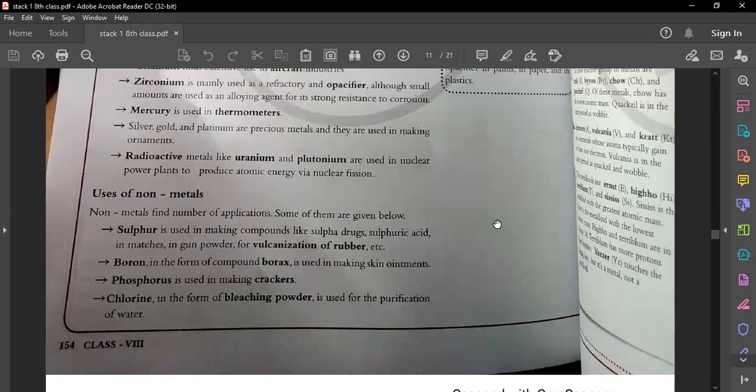Alloy means what? Mixing of two metals. But borax is not a metal, right? It is a compound. They're using it as a complement, as some adding agent, as a stabilizer, but we cannot use it completely as a supplement to that reaction. Then phosphorus we will use in the crackers.